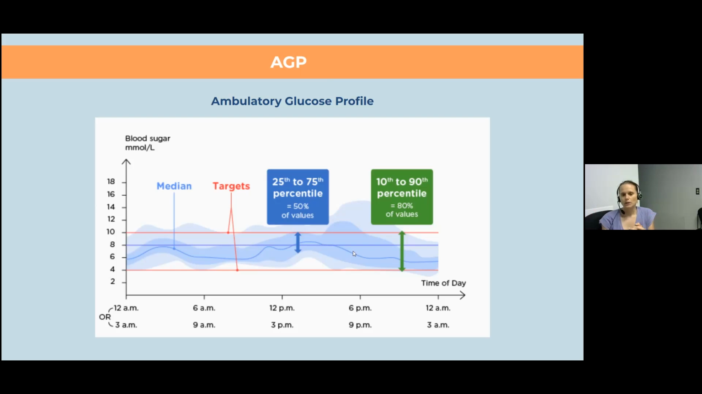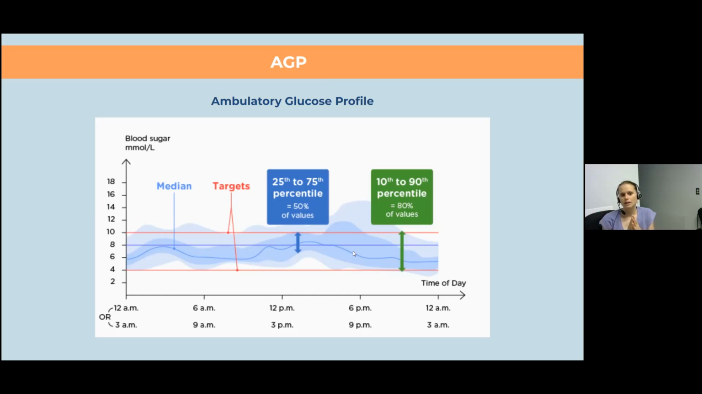And here what we want to do is draw some imaginary lines at the 4 millimole per liter and the 10 millimole per liter marks, which are going to be our targets, right? So that's what we're trying to do, to keep all our glucose values within that range, between 4 and 10.